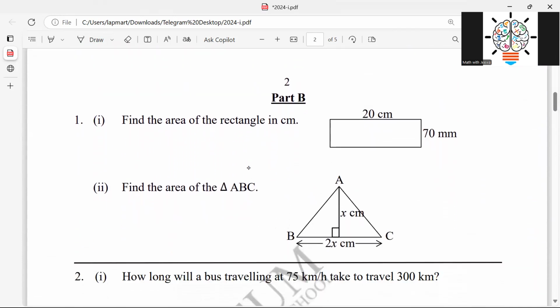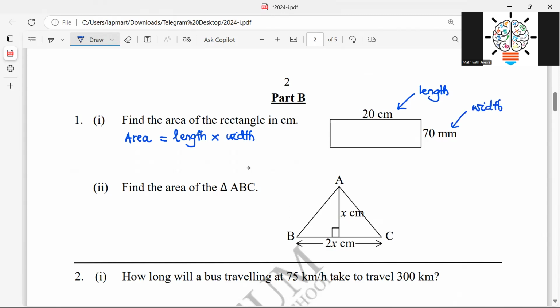In part B, you want to find the area. First we will write, you just see how I'm presenting my answer. So then I write, this is length into width. And then I mark, this is the length. So then this is the width.